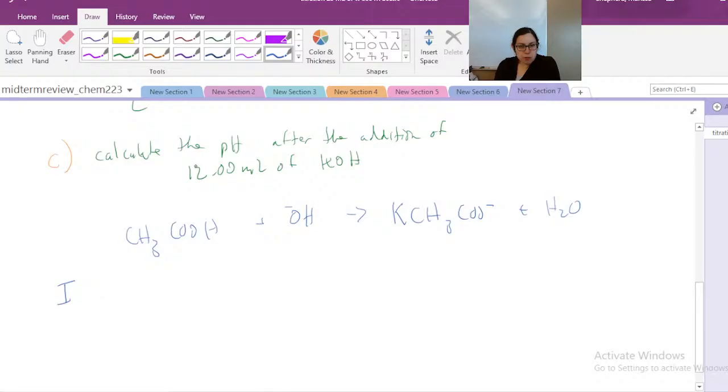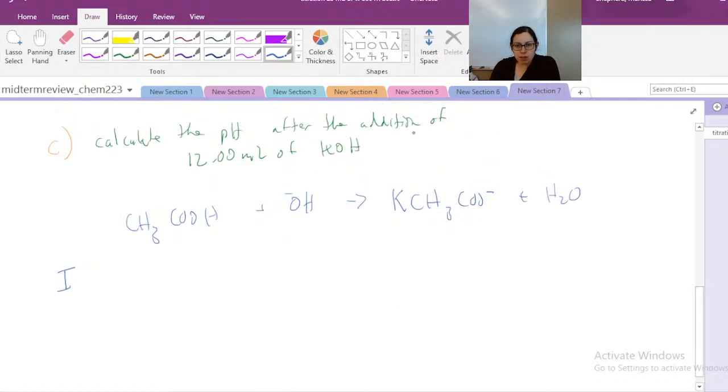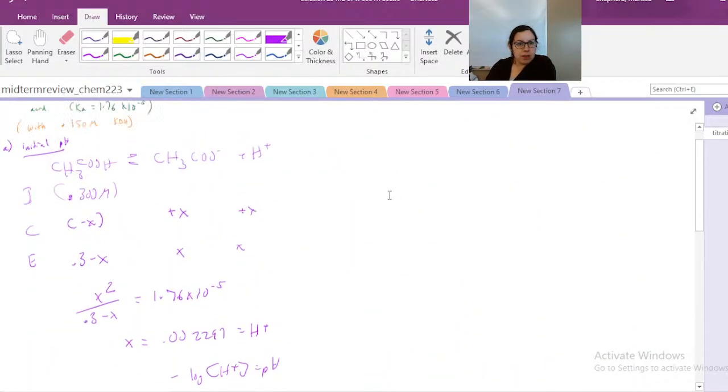Just a reminder, we're before our equivalence point, so this is a good situation to use our Henderson-Hasselbalch now, right? The pH is equal to pKa plus the log of base over acid, right? So we're figuring out how much conjugate base we're making, how much acid is left over, and so I would just convert everything to moles.